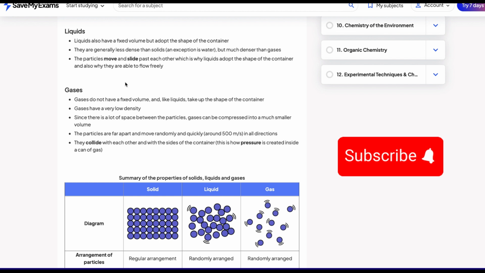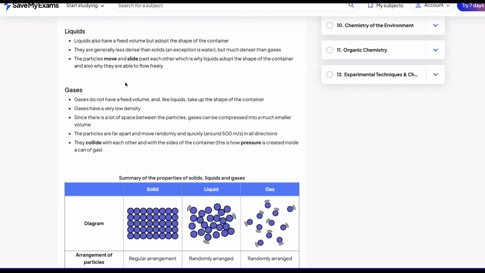Now for liquid, we say liquids have a fixed volume, but they don't have a fixed shape. Because if you put a 2 centimeter cube of water in a container, you can change the shape of the container, but the volume remains the same. Okay, so in liquid, the particles can only move slightly over each other. They're not in a fixed shape, they can slide over each other.